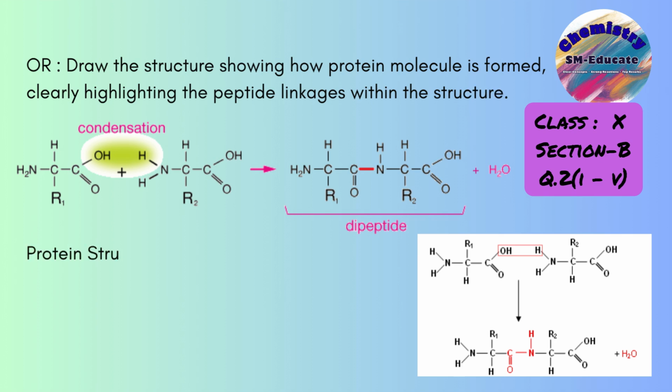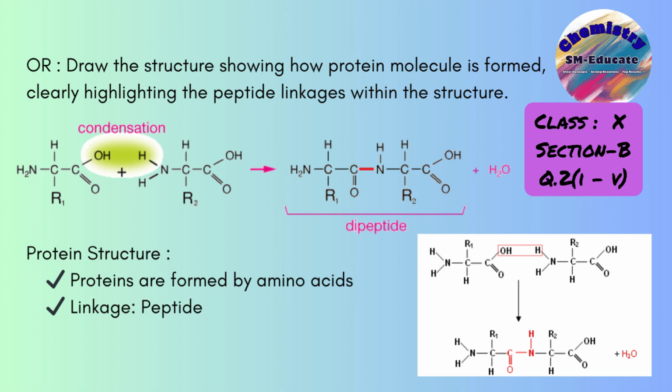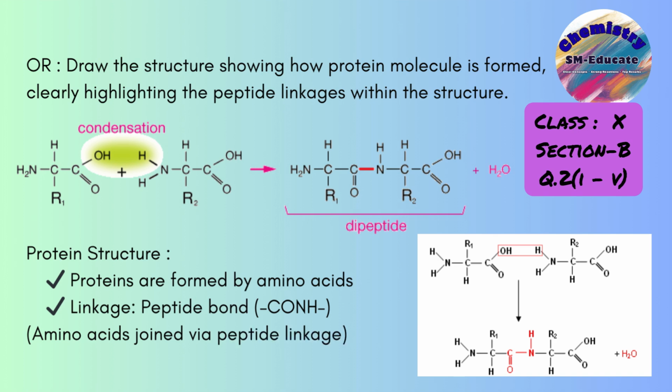Draw the structure showing how a protein molecule is formed, clearly highlighting the peptide linkages within the structure. Protein structure. Proteins are formed by amino acids. Linkage: peptide bond, CONH. Amino acids are joined via peptide linkage.